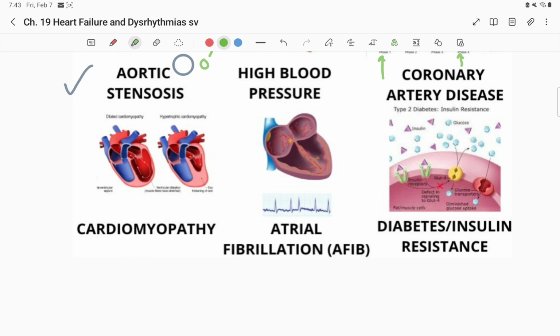Cardiomyopathies. So this one is showing left ventricular hypertrophy. Atrial fibrillation, and diabetes and insulin resistance. Okay, some other things that can contribute to heart failure.